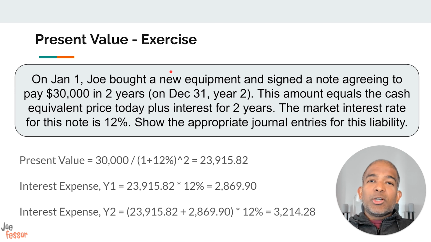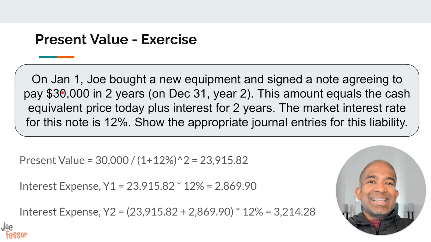Let's further examine the concept of present value with a real-world example. On the 1st of January, Joe bought a new equipment and signed a note agreeing to pay $30,000 in 2 years, that is, on the 31st of December in year 2. This amount equals the cash equivalent price today plus interest for 2 years. The market interest rate for this note is 12%. Show the appropriate journal entries for this liability.